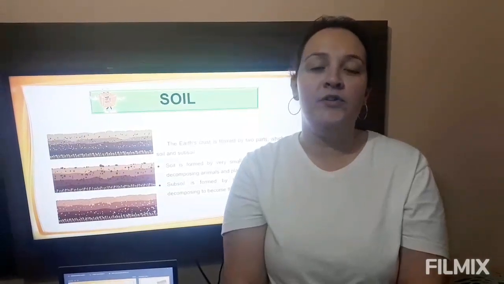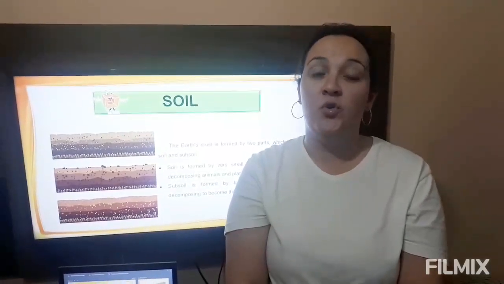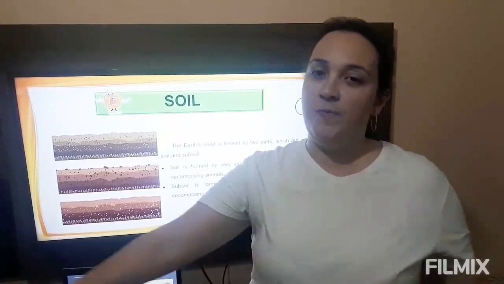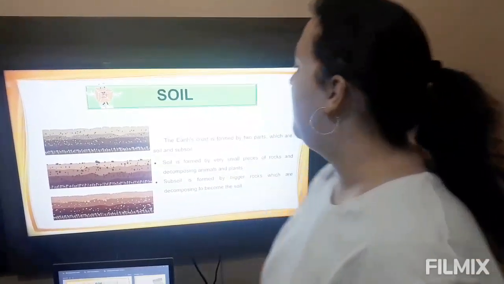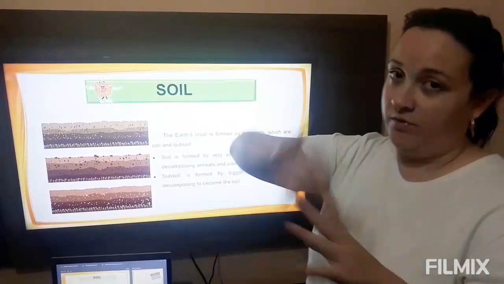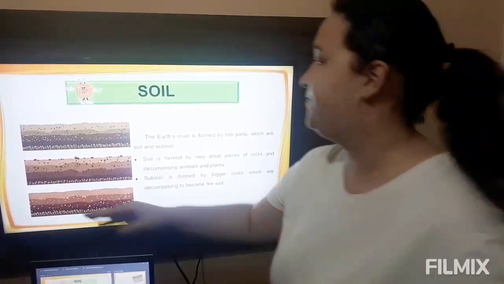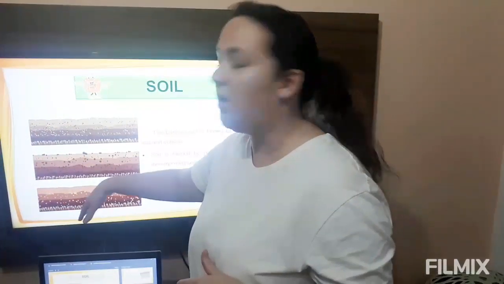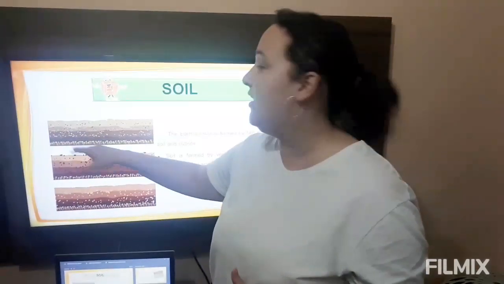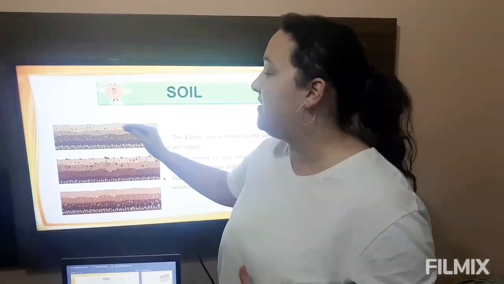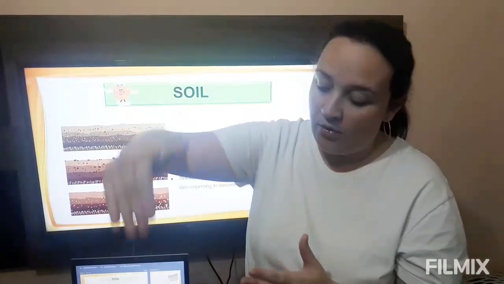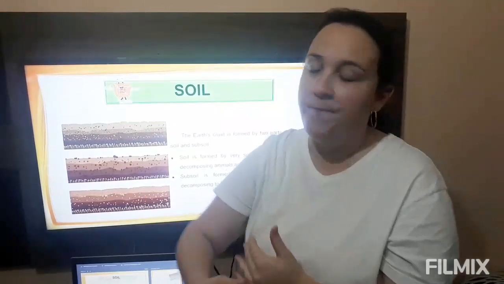Hi guys, today we're going to talk about the soil, okay? That's the ground part on the floor, okay? The Earth's crust is formed by two parts, which are soil and subsoil. Soil is everything that is on top, and subsoil is everything that is more inside as we dig.